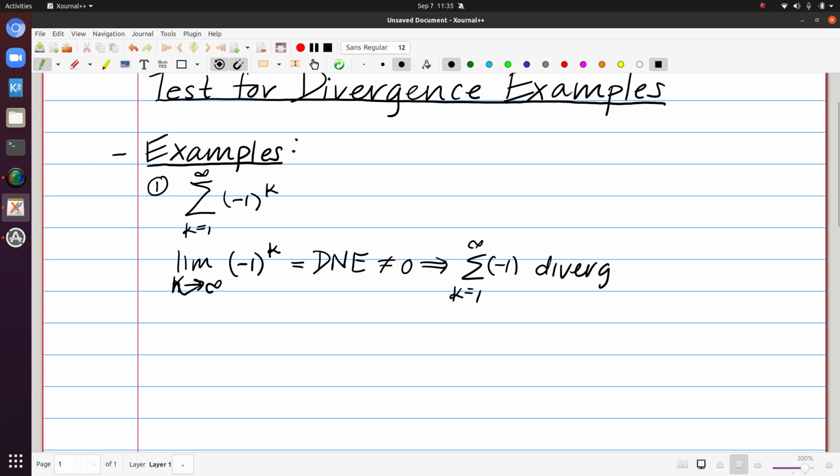diverges. And what's going to be important as we start to develop more and more tests is to justify very briefly how you know it diverges. Part of that justification is showing our work and finding the limit, but we also have to say by the test for divergence.